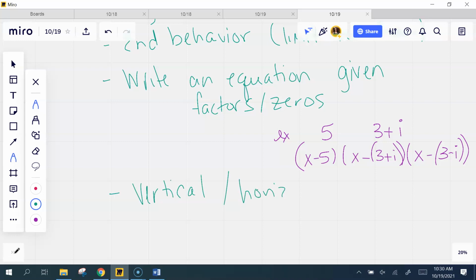Be able to find all vertical and horizontal asymptotes. And that's a little bit heftier topic than what it seems there, right? The whole thing is non-calculator. Everything will be able to be done without a calculator very easily.